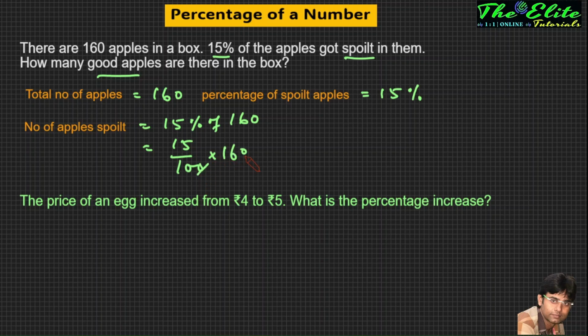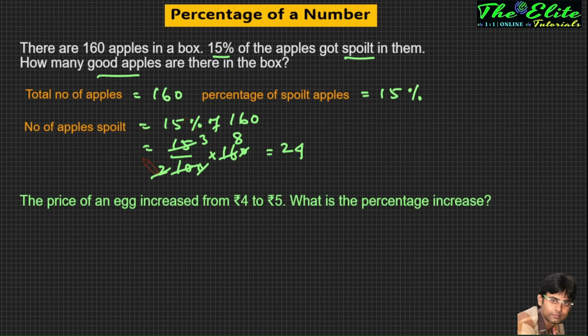If you go like this, you will see that it is cancelled, 0 to 0. 5 times 2 here and 5 times 3 there will give you 15 and 10, and 2 and 16 can still be cancelled by 8. 2 times 8 is 16. 8 times 3 is finally 24. So out of 160 total apples, 24 apples are spoiled.